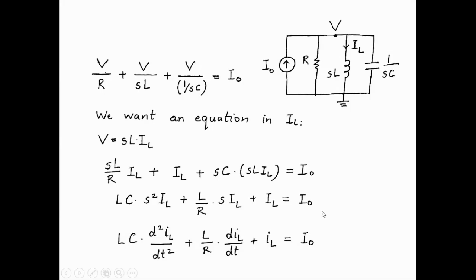Having gotten this equation, which is an equation in IL with all the IL terms on the left hand side and the sources on the right hand side, we convert the equation back to time domain. So we replace S with d by dt, S squared with d2 by dt squared, and we get the differential equation back. Alright, so this is the so-called operator method. I'll summarize this in just a minute.